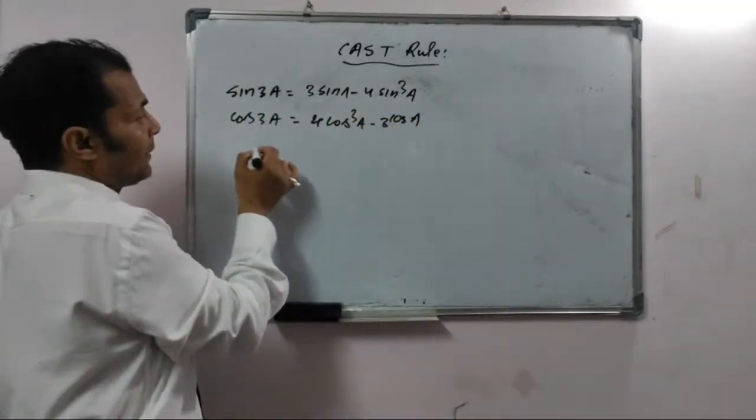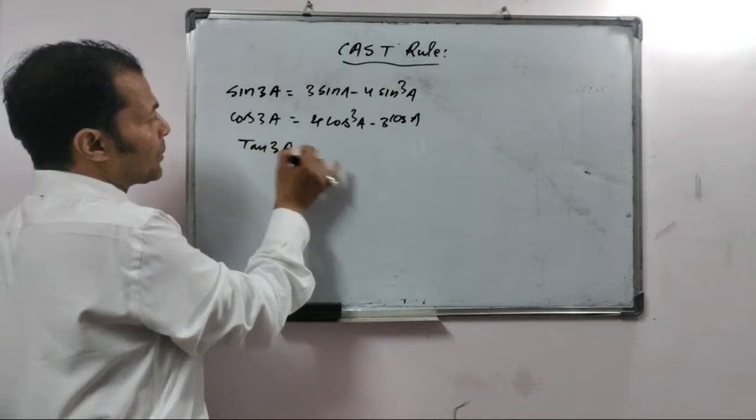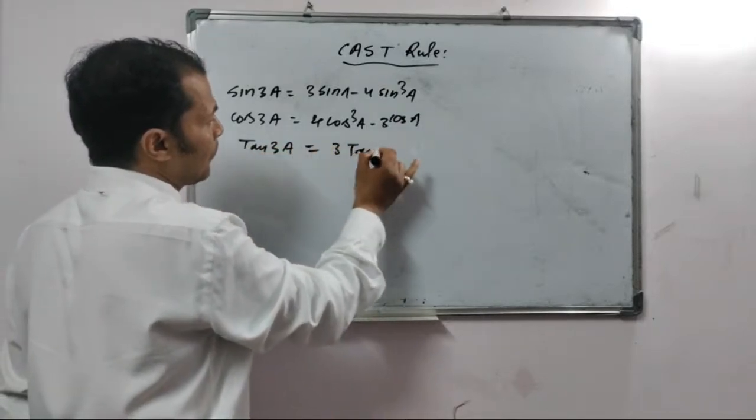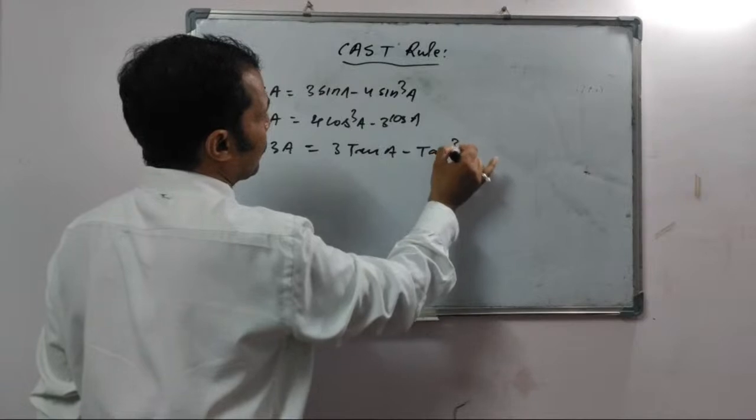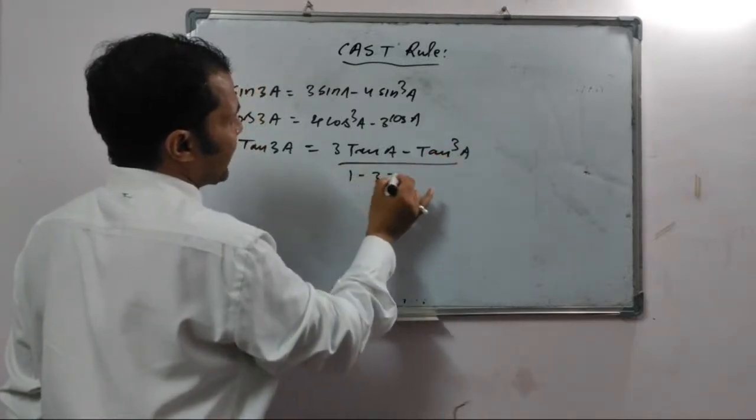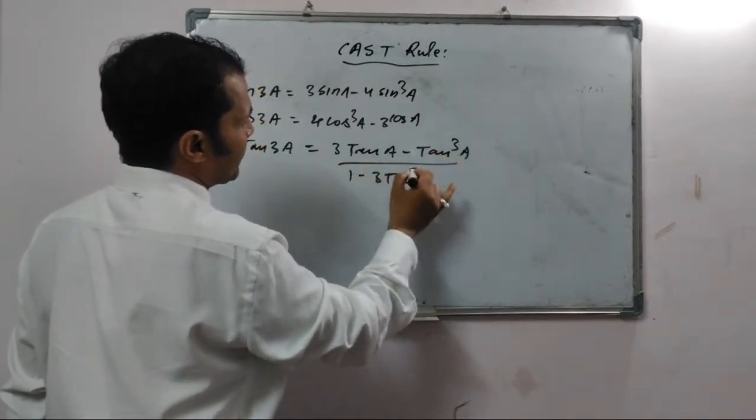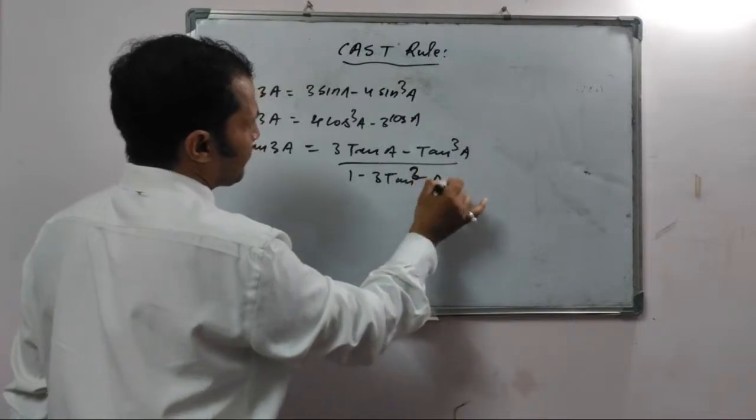Then tan 3A. What is the formula? 3 tan A minus tan cube A by 1 minus 3 tan square A. Generally we use these formulas. Okay?